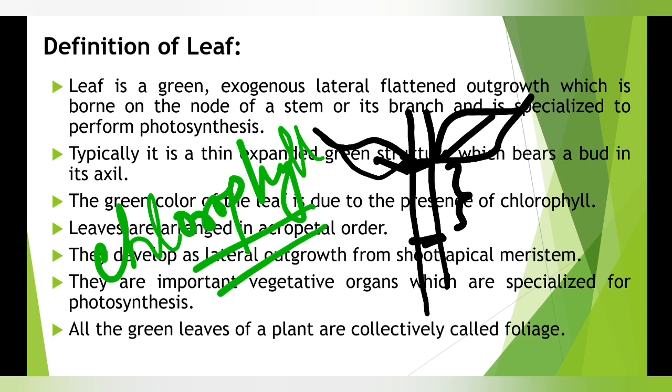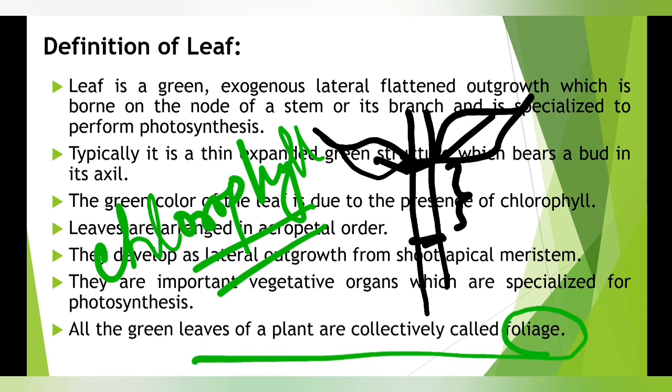Then leaves are arranged in acropetal order. The oldest leaf is present below at the base and the newly formed leaves are present on the axial or terminal part of the stem. They develop as lateral outgrowth from the shoot apical meristem. They are important vegetative organs which are specialized for photosynthesis, and all the green leaves present in a plant are collectively called foliage.